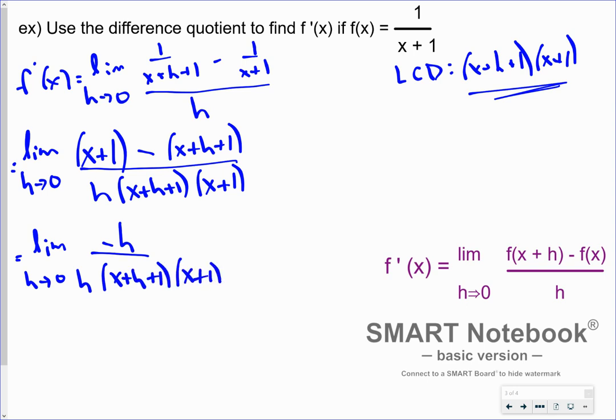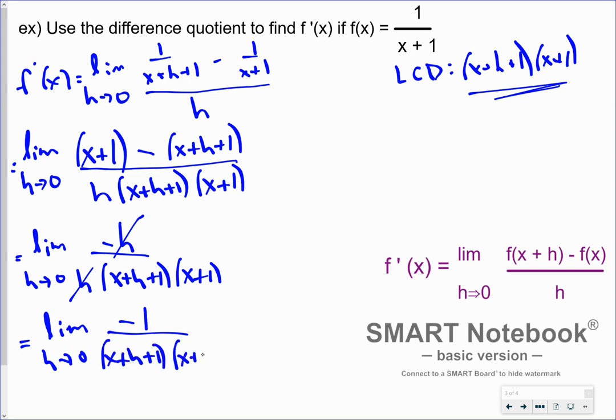Looks a little ugly here in the beginning. Oh, wait a second. Look at those h's. Boom, boom, boom. All right, here. So let's keep going. We got the limit. We got the h going to 0, and we have negative 1 over x plus h plus 1, and then the x plus 1.